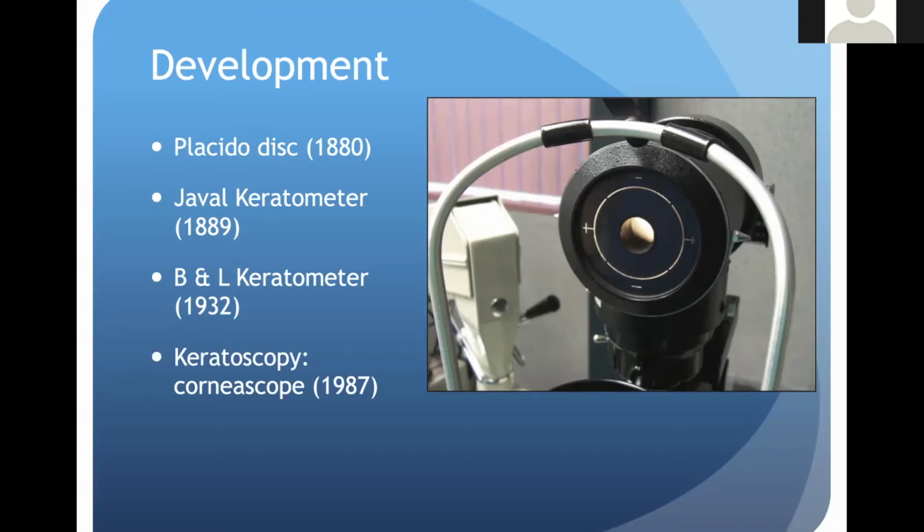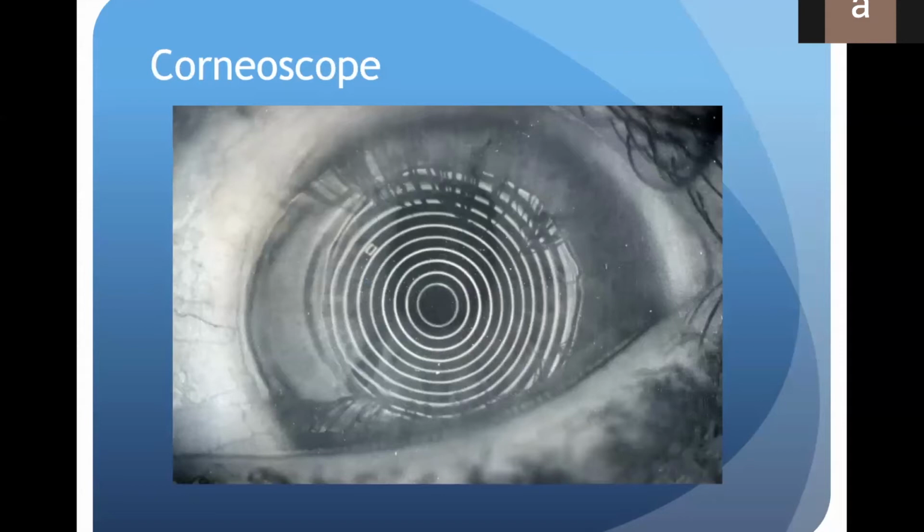Now, when I started, we had the keratometers, obviously, and my first device that could give us an image was called a corneoscope, and it actually gave us just a recorded keratoscopy.